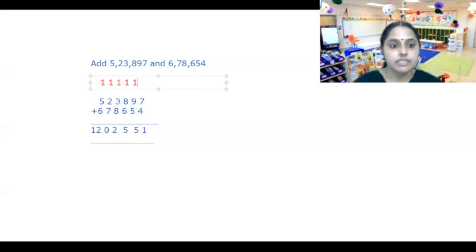So 8 plus 3 is 11. 11 plus 1 is 12. So 2 will be written here and 1 we will give it as carry forward. Then 7 plus 2 is 9 and 9 plus 1 is 10. So 10, 0 we will write it here and 1 will be given as carry forward. So 1 plus 5 is 6 and 6 plus 6 is 12.